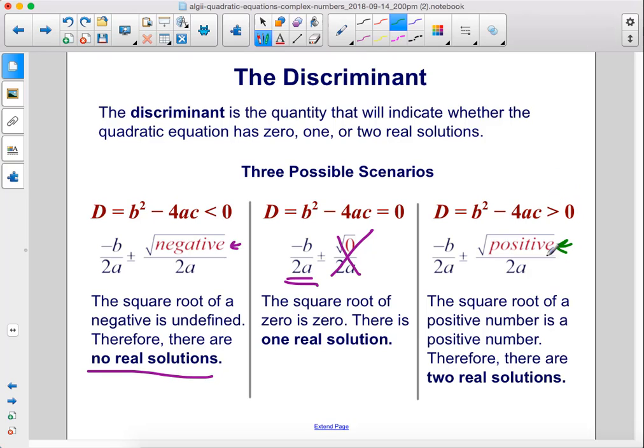The third scenario is that the discriminant is greater than 0. So we'll have a positive number under the radical. The square root of a positive number is a positive number. Therefore, there are 2 real solutions in this situation.